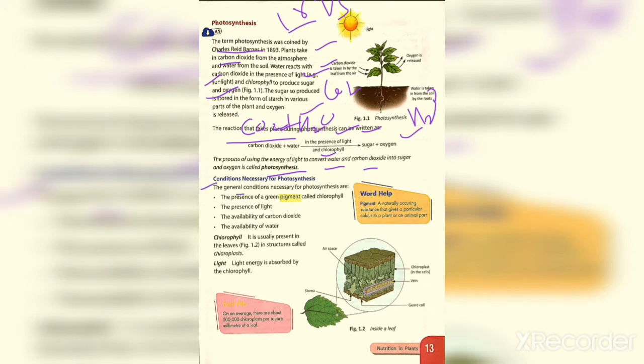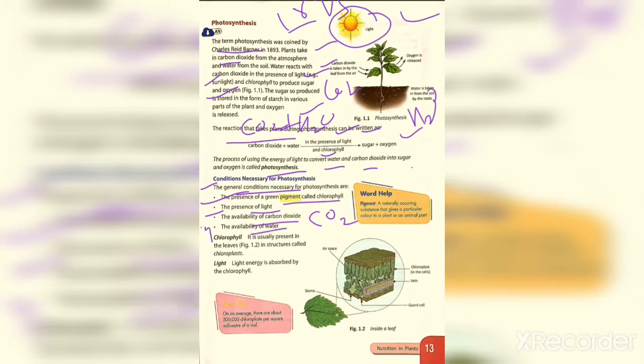The general conditions necessary for photosynthesis are, first, the presence of a green pigment called chlorophyll. Chlorophyll is necessary. Second is the presence of light. Photosynthesis takes place only during daytime, that's why sunlight is necessary. The third one is the availability of carbon dioxide. We will require carbon dioxide during photosynthesis. And the fourth one is the availability of water.